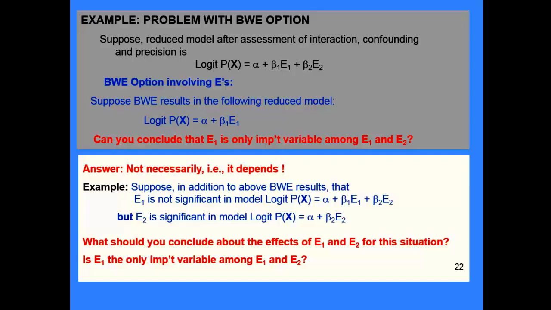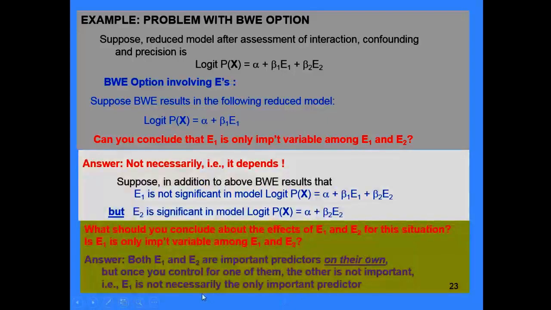Well, what does that mean? Does that mean that E1 is the only important variable? Where does E2 come in? Does that mean E2 is out because it wasn't as significant as E1? It was less significant. But if we dropped E1, which isn't important given E2 in the model, we still get something that's significant. So what should you conclude?